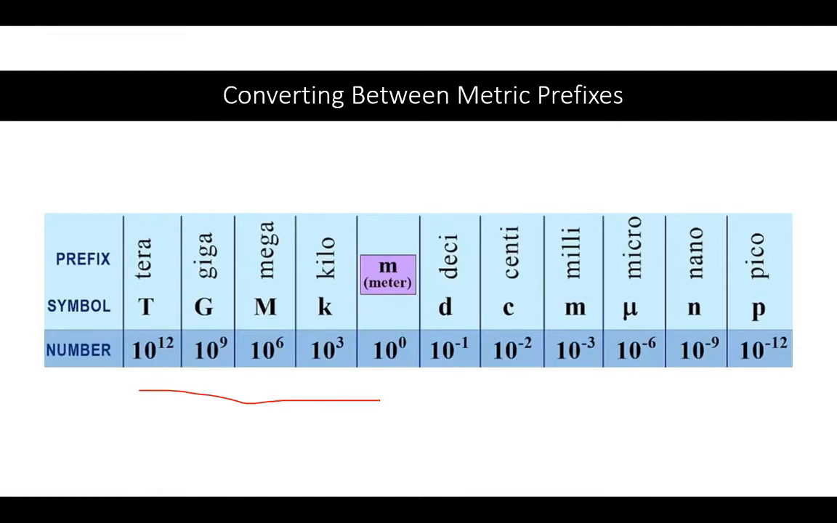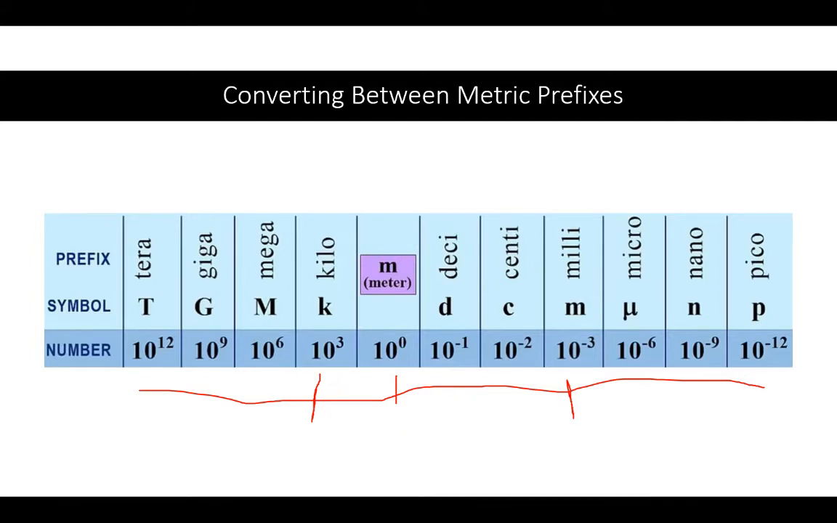So just looking at kilometers, this is 10 to the third, and millimeters, 10 to the negative third. You can see that there's 6 factors of 10 in between this. So 10 to the third, then we would have 10 to the second, 10 to the first, 10 to the 0, 10 to the negative 1, 10 to the negative 2, 10 to the negative 3. So you can really see that there are 6 different factors.